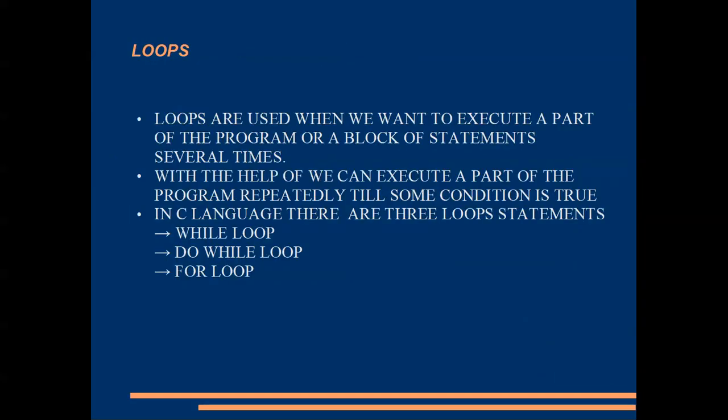Now we are going to understand what loops are. Loops are used when you want to execute a particular part of a program several times. With the help of loops, we can execute a particular part repeatedly till some condition is true. As soon as the condition becomes false, it will stop. In C, you are going to study three types of loops: the while loop, the do-while loop, and the for loop.